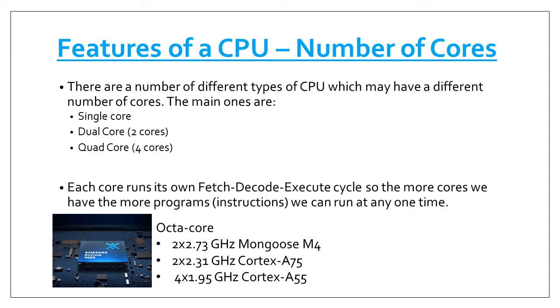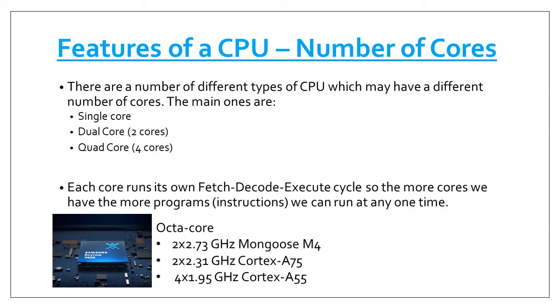2 cores, 4 cores. The CPU in my personal desktop machine at home has got 6, and the mobile phone I'm using to record my voice now has 8. Each core runs its own fetch, decode, execute cycle, so the more cores we have, the more programs or instructions we can run at any one time. It's a bit misleading to say how many more programs you can run at any one time. For example, if you are doing a 1080p video in Adobe Premiere Pro, which I've done for my old job, that program will hog every single resource it can get its hands on. So that's the only program that's working when I'm rendering a video, for example.